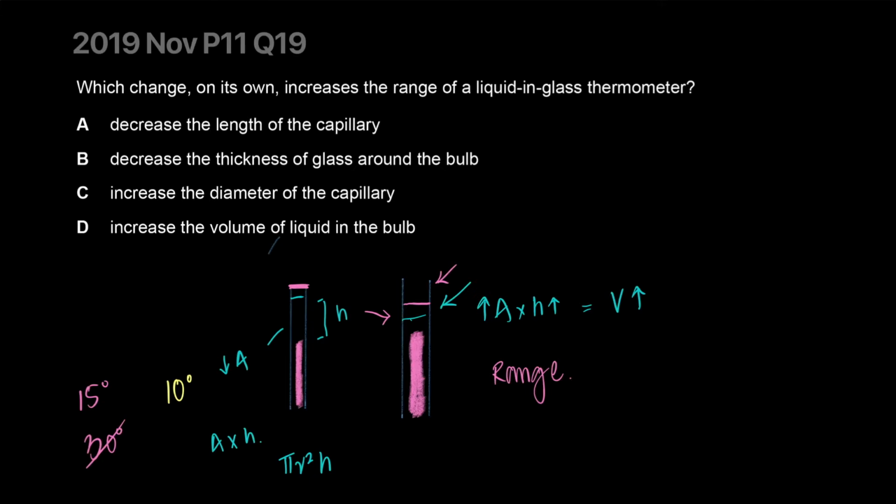So let's see what options will work. Decreasing the length of the capillary will have some effect, but decreasing the thickness of the glass around the tube, you want to increase the range. So increasing the thickness, increase the diameter of the capillary. Capillary is this part. Increase the volume of the liquid in the bulb. Well, yeah, C is our best bet. C. That's our answer.